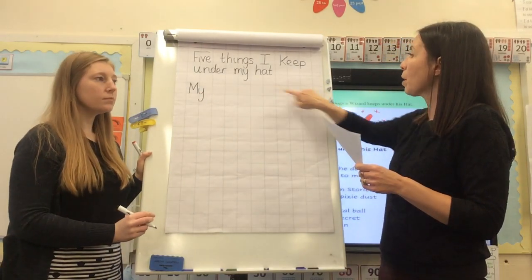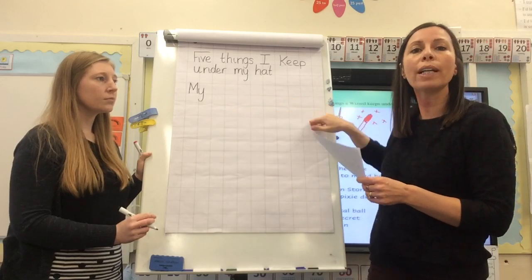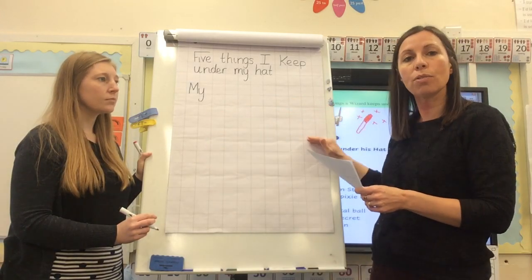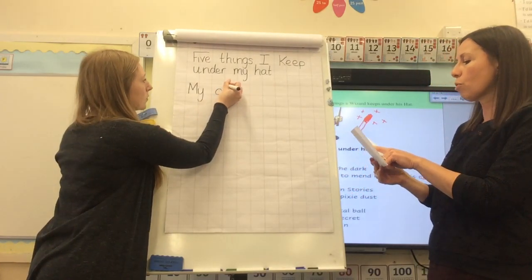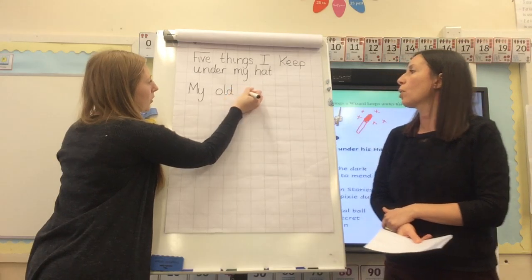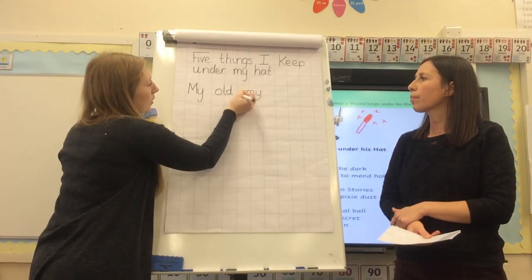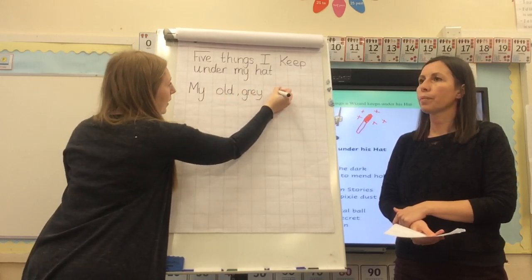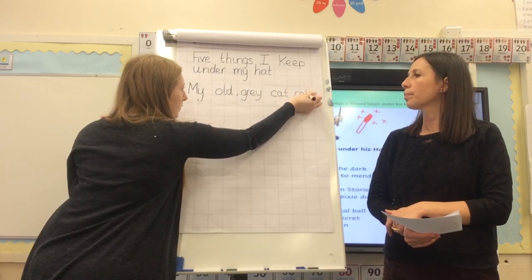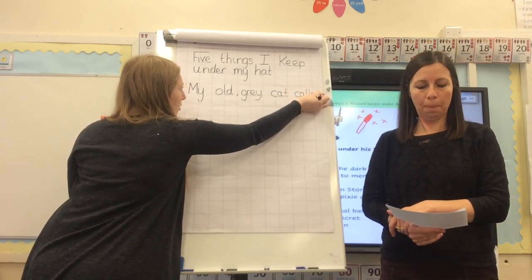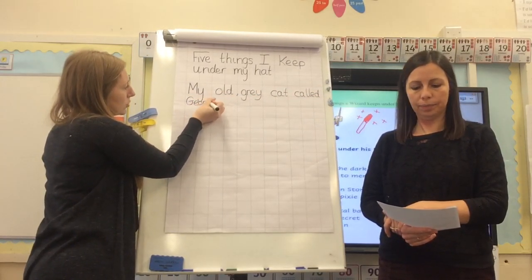So the first line, we're going to put each line in a different colour so you can see how it clearly starts on each line with a new line, because that's something that you do with poetry. So my old grey cat, my old grey cat called George. And George, because it's his name, capital letter for that. George.